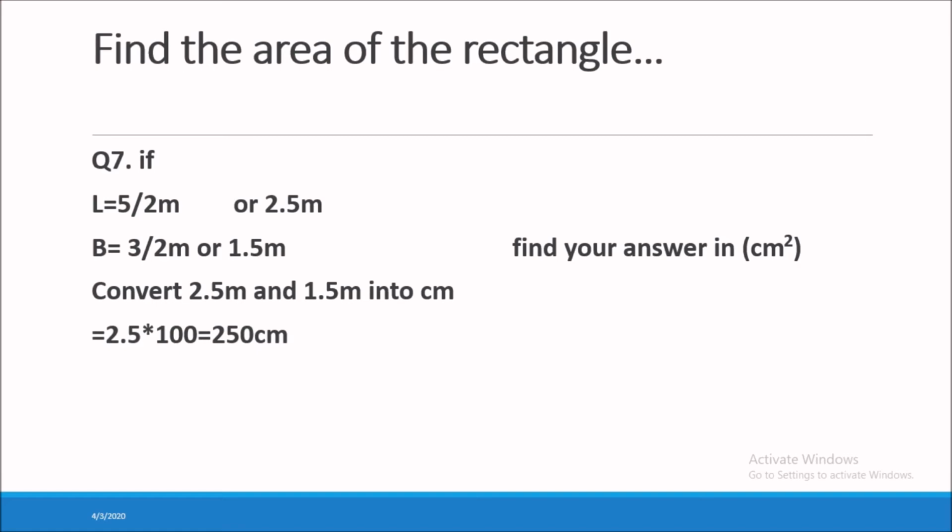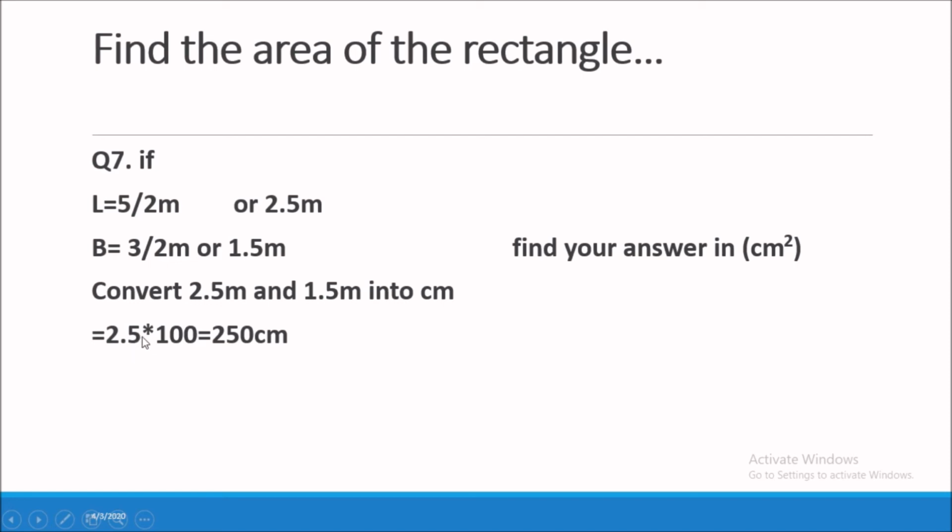2.5 multiplied by 100. Why? Because 2.5 is in meter. Meter is bigger than centimeter, so we will multiply 2.5 by 100. The criteria which I explained in the second slide with the help of a diagram: in multiplication the decimal will go to the right side according to the number of zeros. So here the number of zeros is 2, so this point will shift to the right side 2 times. So 1 and 2, it will become 250.